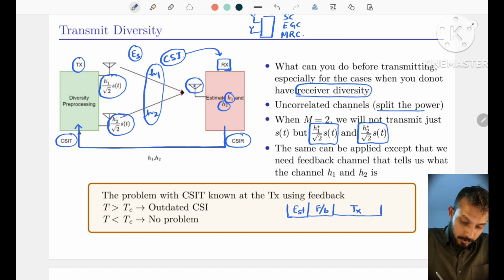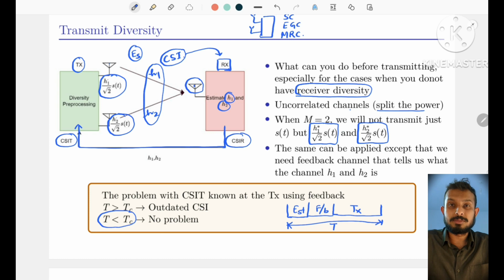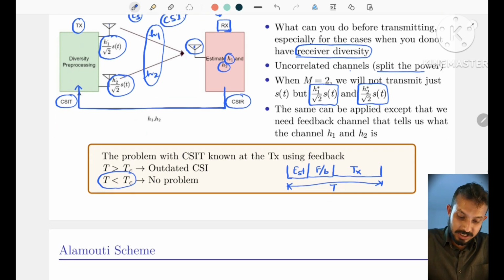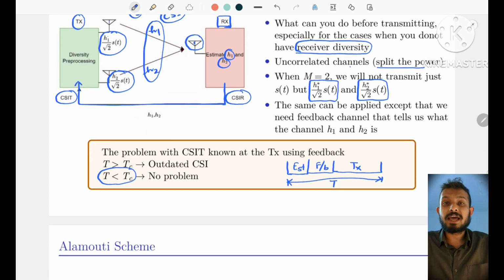So we have two different cases here. This is the time required to first estimate, then send feedback, and then for the transmission. If this time is less than the coherence time, then we do not have any problem. Just recall what we discussed about coherence time. Coherence time is a time over which the channel is correlated to itself.